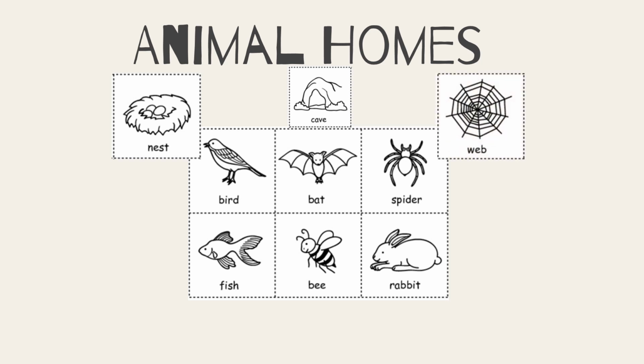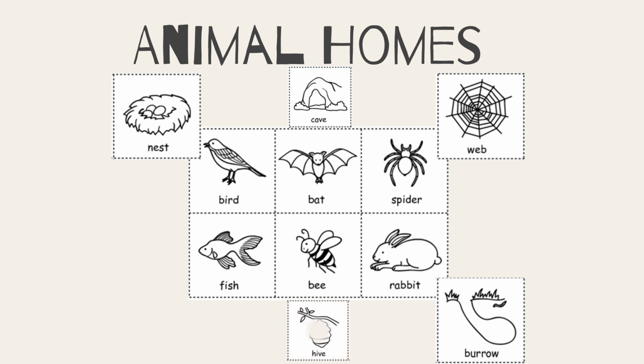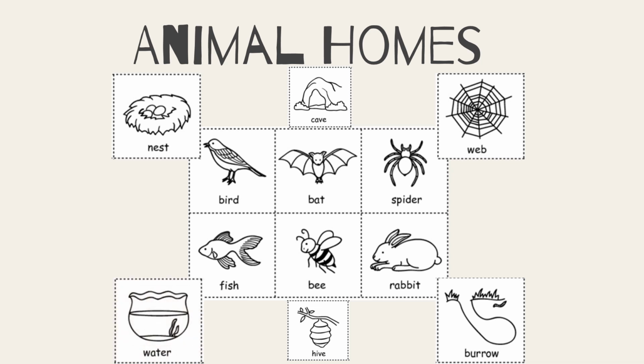Spiders make webs. Spiders live in a spider web. Rabbits dig burrows under the ground. So rabbits live in burrows. Bees make beehives. Bee goes with hive. And then fish live in water. Whether it is fresh water or salt water, fish goes with water.